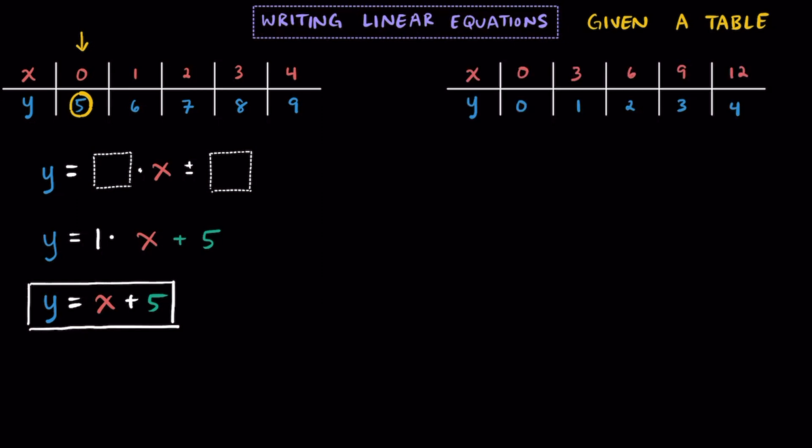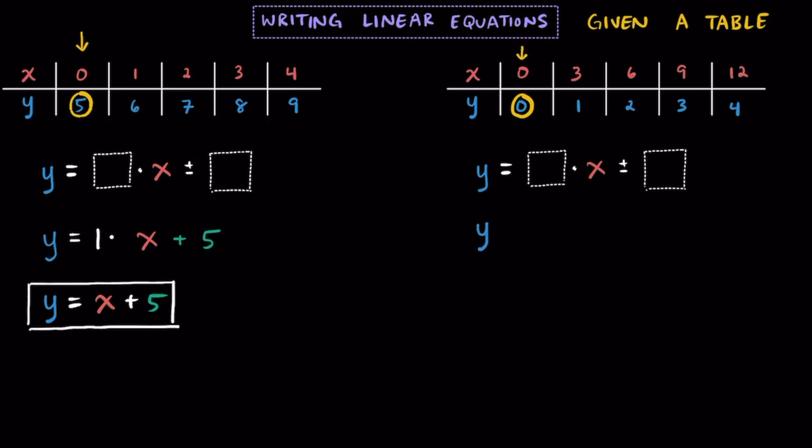Here's a slightly different one. Remember, this is the form that we're looking for in our linear equation. And just like the last example, we should look to see where x is equal to 0, because that gives us a major hint in terms of what we are adding in our linear equation. Notice how y is also 0 here. If it's also 0, then we're going to add 0.